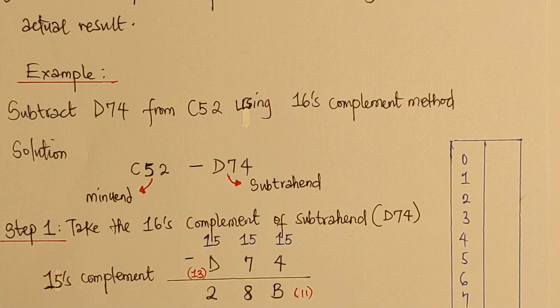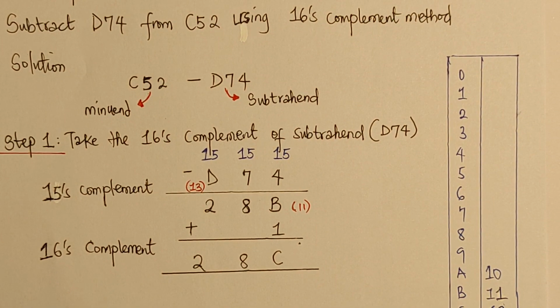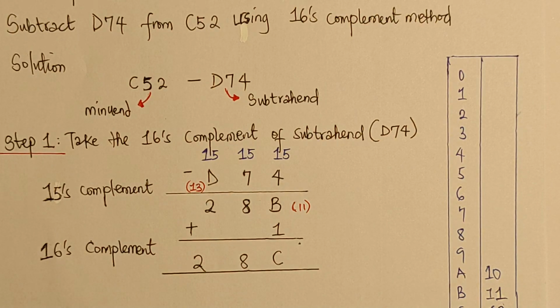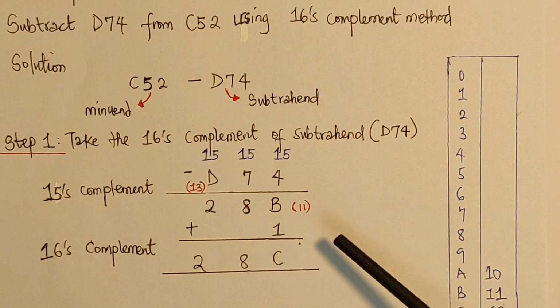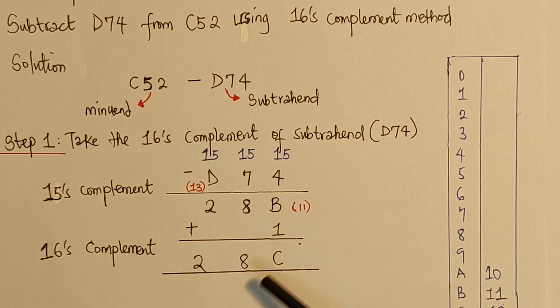Whenever we talk about 16 complements, what does that imply? It means we're supposed to do a summation of the 15 complements and 1. In simple term, that is add 1 to the given value you have in the 15th complement. So with that, we are adding 28B plus 1. Remember, the B is 11. So 11 plus 1 becomes 12. In hexadecimal, 12 is actually C. So this is why we have 28C.